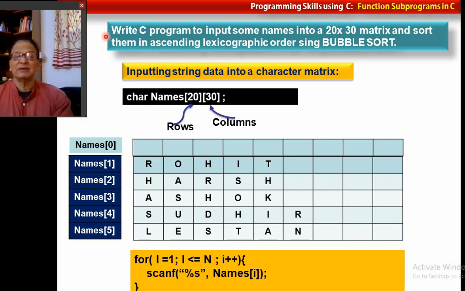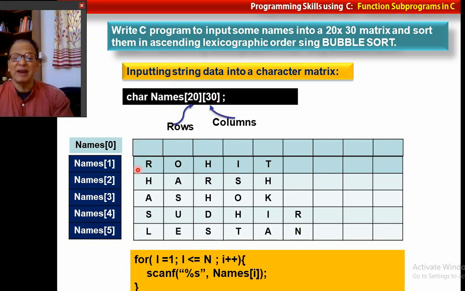Now let's write a C program to input some names into a 20 by 30 character matrix and sort them in ascending lexicographic order using bubble sort. So, inputting string data into a character matrix. Till now we have been using arrays. Now we have got the character matrix, which means every cell is a character. As you see here, names within square brackets 20 and 30. The first number refers to rows, so there could be 20 rows and 30 columns.